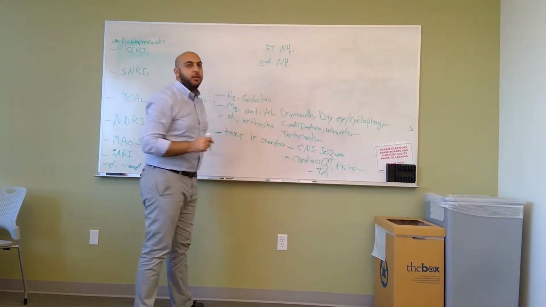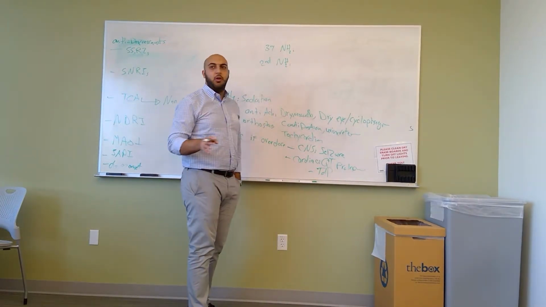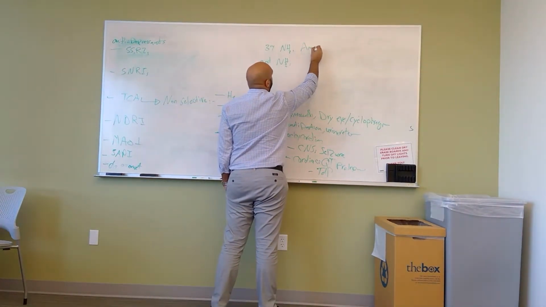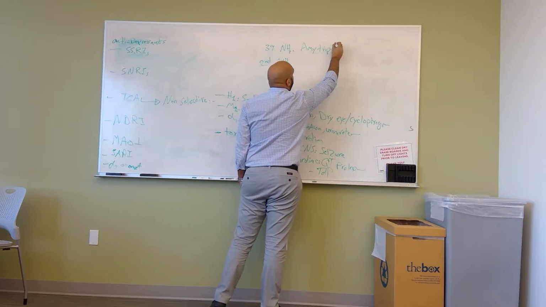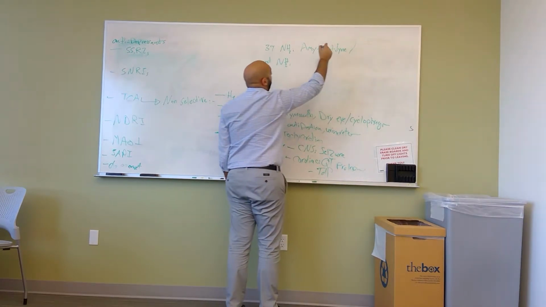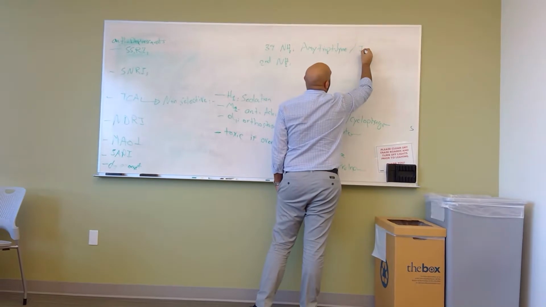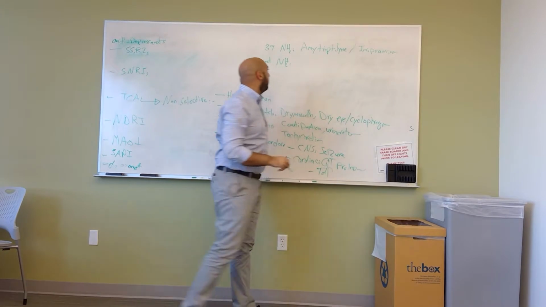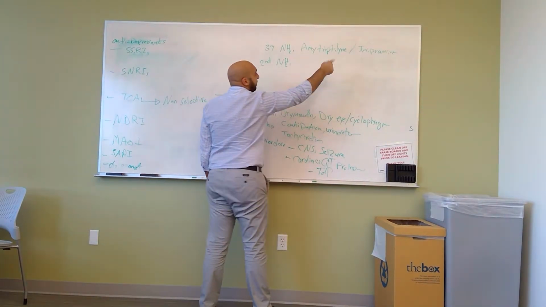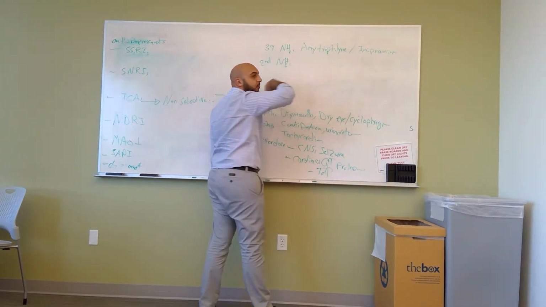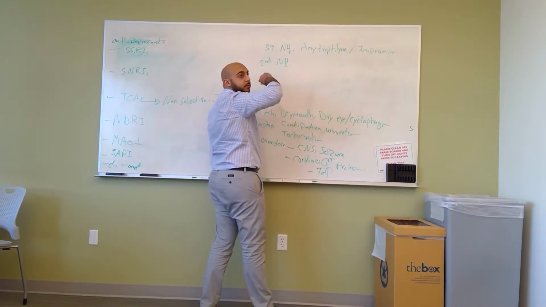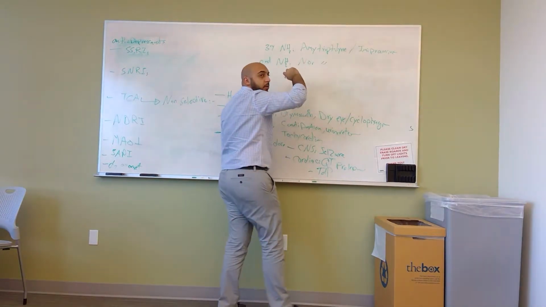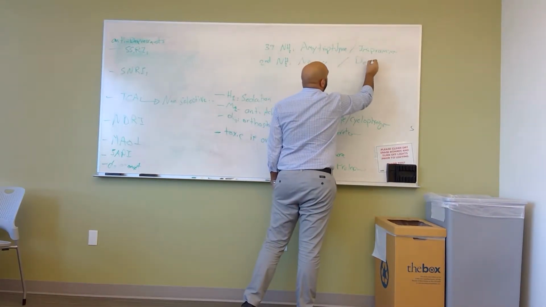So tertiary amines include the older agents. I'm not going to go over all of them, just the ones that you are using in practice. So this is your amitriptyline, and the other one is imipramine. These are known as tertiary amines. Secondary amines are the active metabolites of these two. So what's the active metabolite of amitriptyline? Nortriptyline, yes. And imipramine, desipramine.